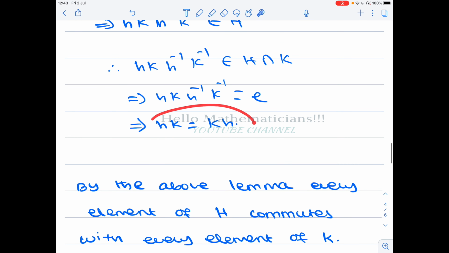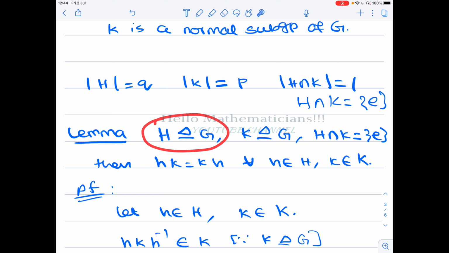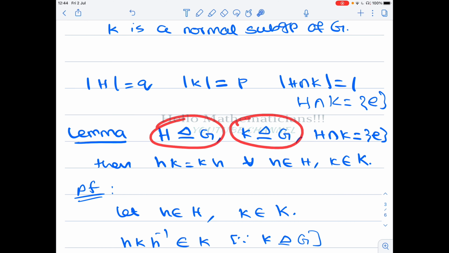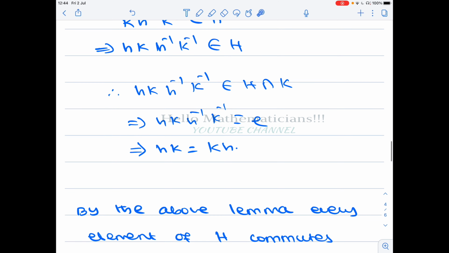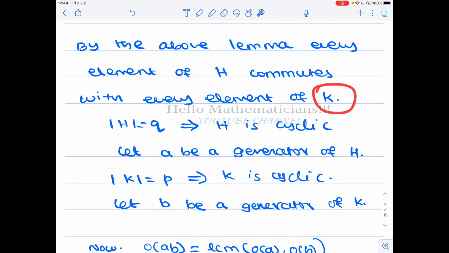Now we use this result. Because we have a p Sylow subgroup in G and a q Sylow subgroup in G, their intersection is trivial. We proved both of them are normal because of the condition that p doesn't divide q minus 1. Therefore, we can use this result in our setting. So, by the above lemma, every element of the p Sylow subgroup H commutes with every element of the q Sylow subgroup K.